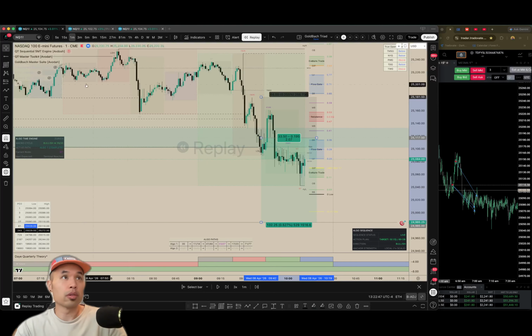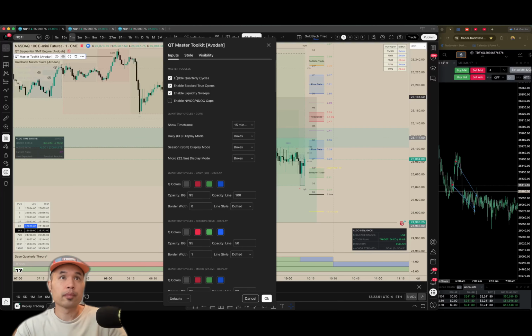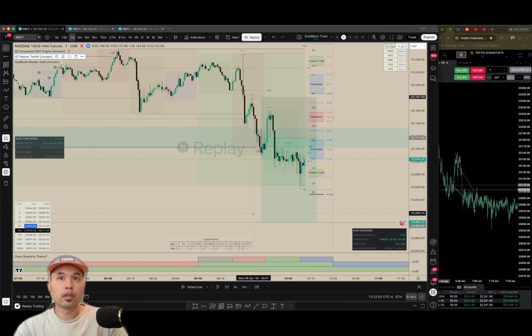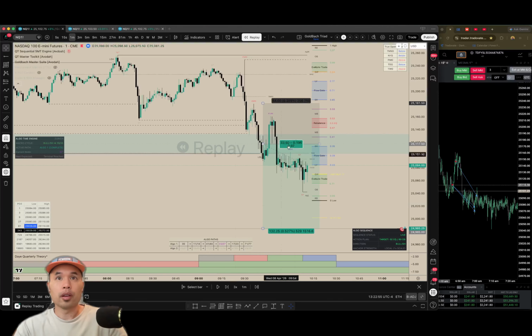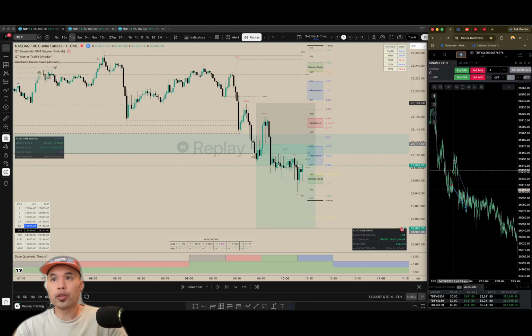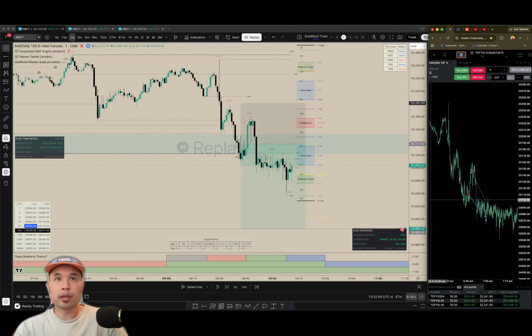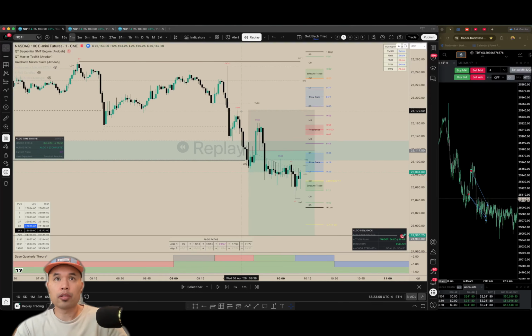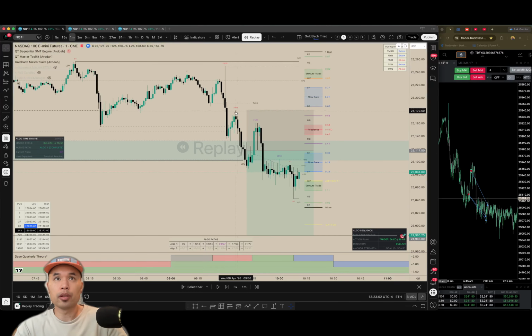Let me turn off the quarters so it doesn't get confusing there. Okay, and then once we retraced up here, I saw this big BISI. I could have gotten scared away, but I was pretty confident with this GB time node right here that that was going to be a protected high.